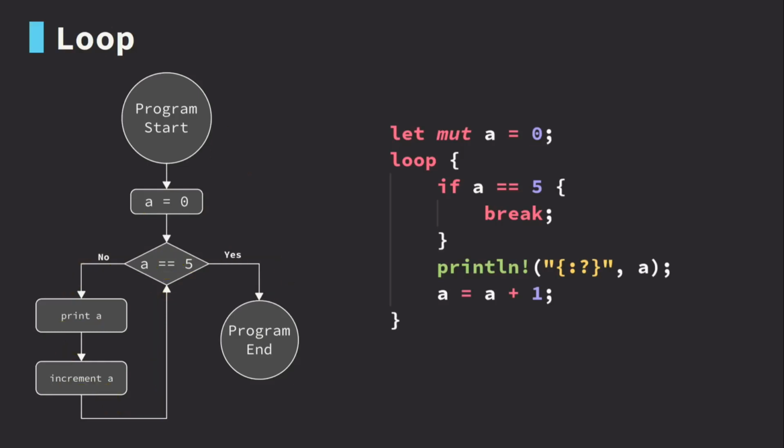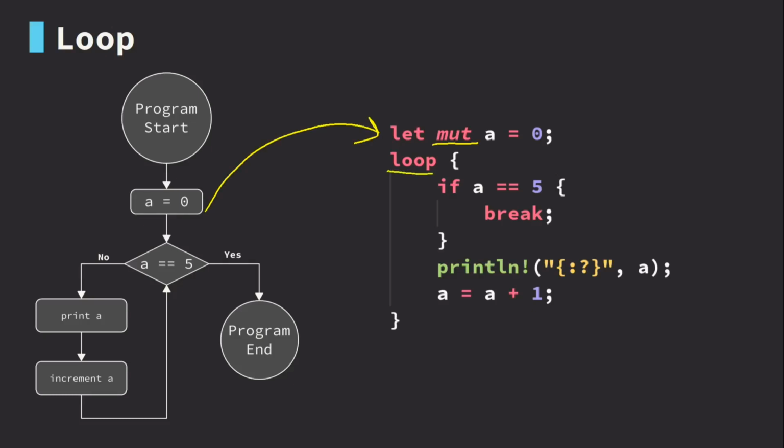So let's see how that looks in code. First, we make our variable. Notice that we set it to be mutable. We do that so we're able to change the value of a within the loop. That way we can eventually break out. If we don't do this, then the loop will go on forever until we manually kill the process.